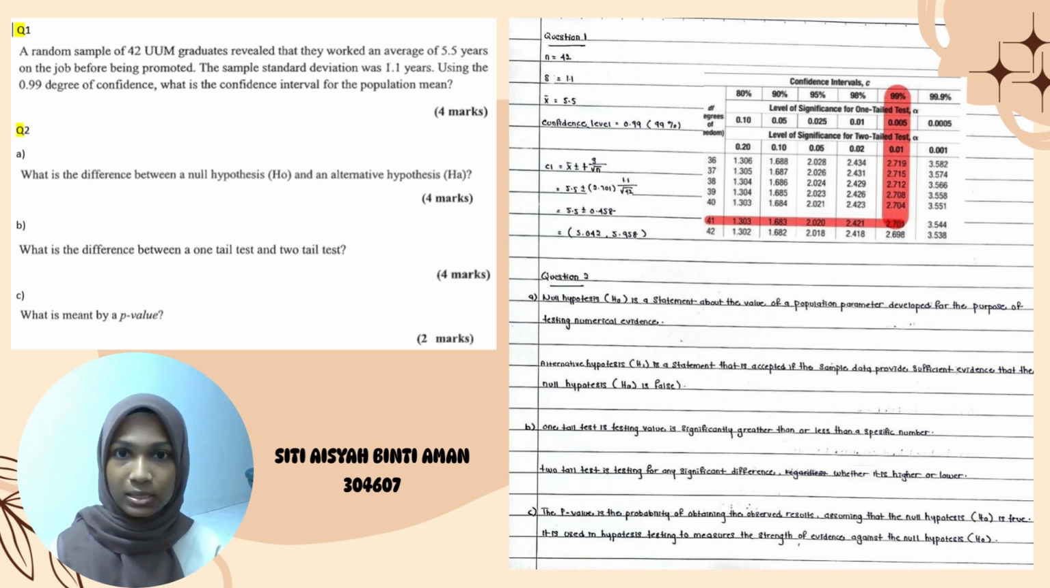C. What is meant by a p-value? P-value tells how likely it is to get the observed result if the null hypothesis is true. The higher the p-value, the weaker the evidence against the null hypothesis, and vice versa.